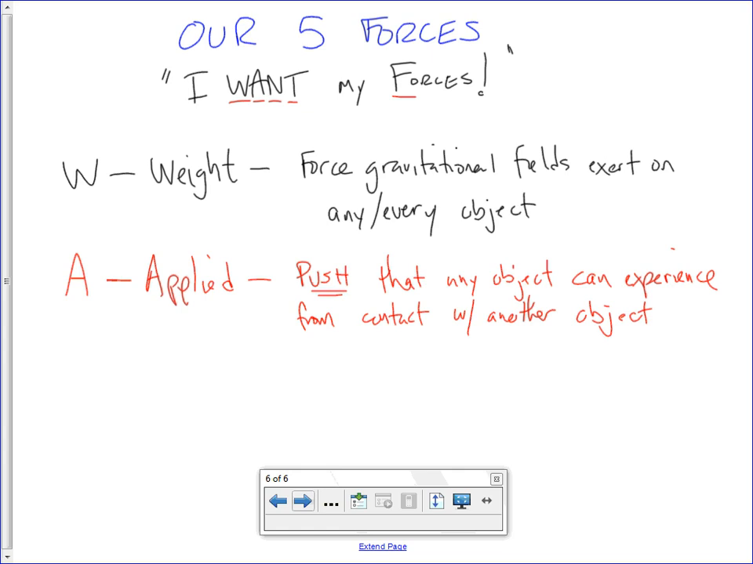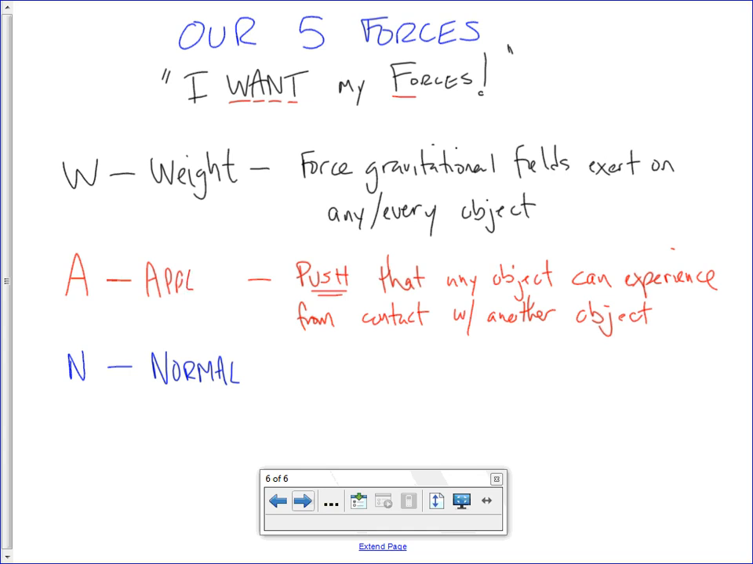Give me an N. N is the hard one. N is called a normal force. These should be in caps, shouldn't they? Of course they should. Applied. Oh man, of course that would happen.